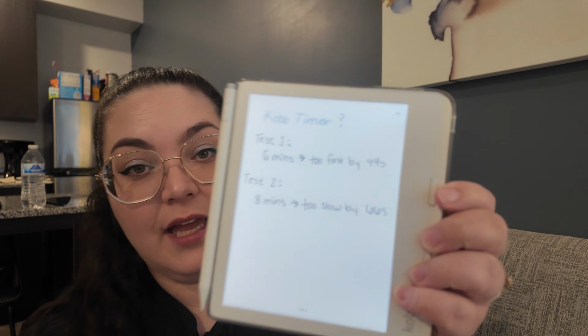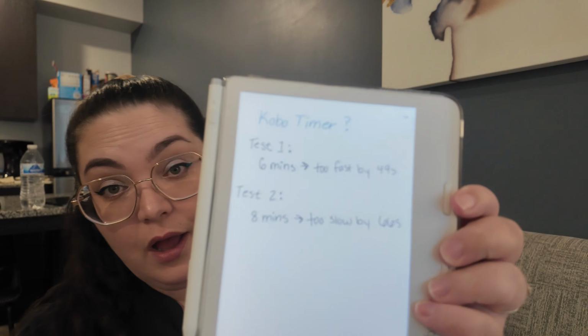That's interesting. I've been keeping notes, by the way, in my handy dandy notebook on my Kobo about the times. So I'm just going to write that down. For test 1 with 6 minutes, the timer was too fast by 49 seconds. And for test 2, which was 2 chapters for a total of 8 minutes, it was too slow by 66 seconds. So I think I am going to do 2 chapters again.